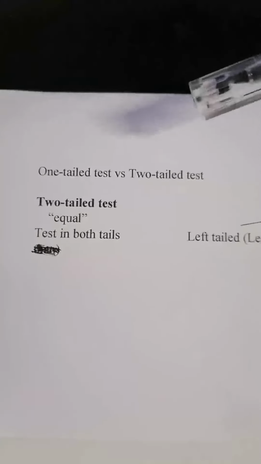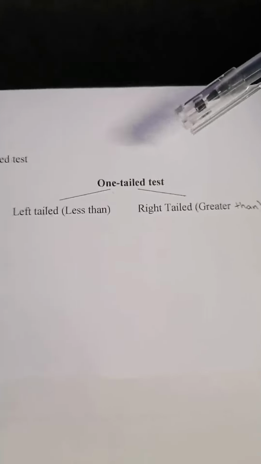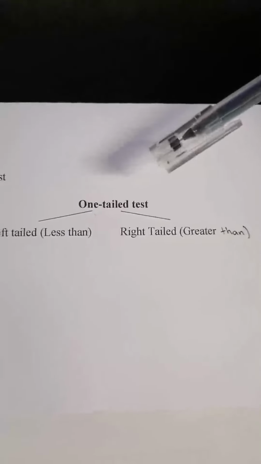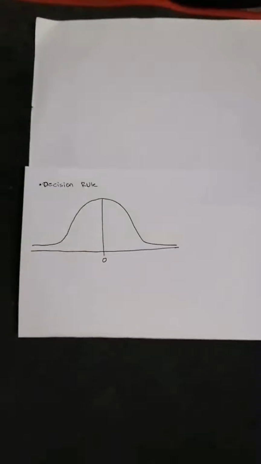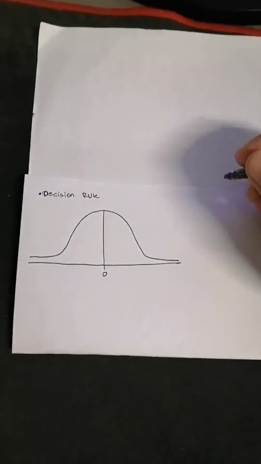In our one-tailed test versus two-tailed test, when we say two-tailed test, it is equal. It means the left and the right are tested. They are just equal numbers. In our one-tailed test, if the result of our problem is less than, we go to the left tail. If greater than, we go to the right tail. In addition, in our decision rule, when you say two-tailed test, they are equal on both sides.